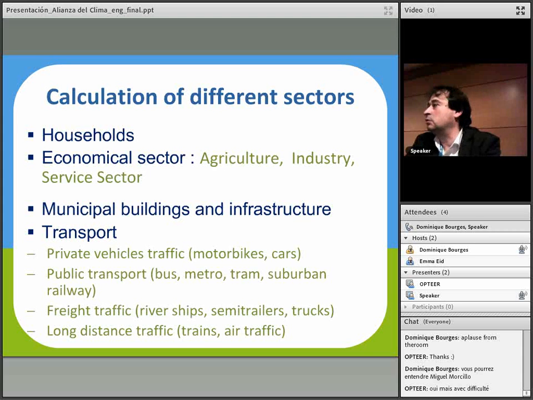And this is to calculate the economic activity of the municipality: agriculture, industry, service, municipal buildings, and the most difficult thing is the transport. The most difficult thing is the transport because it's very, very difficult. We are talking about different kinds of transport: public, bus, metro, suburban railway, private transport, motorbike, of course, freight traffic, and the long distance traffic, trains, and air traffic.